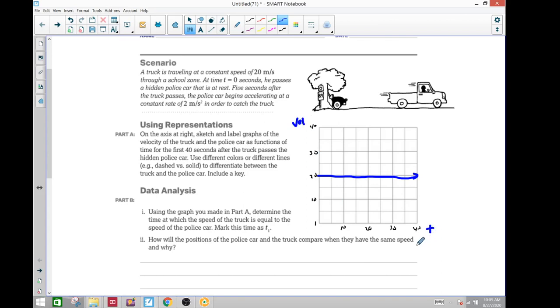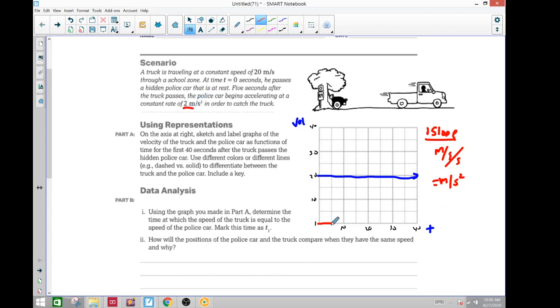And then the cop, what's the cop doing? Let's put the cop in red. The cop sits there for 5 seconds. They start accelerating at 2 meters per second squared. Now, that means as time goes along, his velocity is increasing. This is a velocity-time graph, so what is the slope of this particular graph? Let's remind ourselves: it's meters per second divided by seconds, which is meters per second squared. So the slope is the acceleration. So the slope is 2.